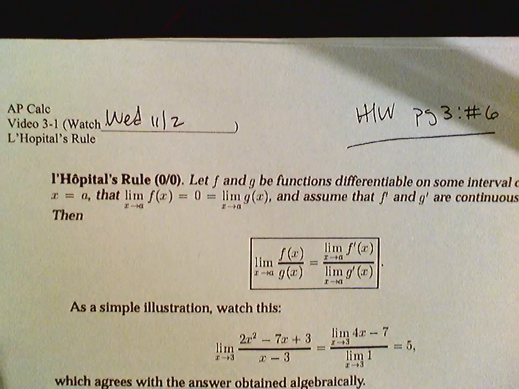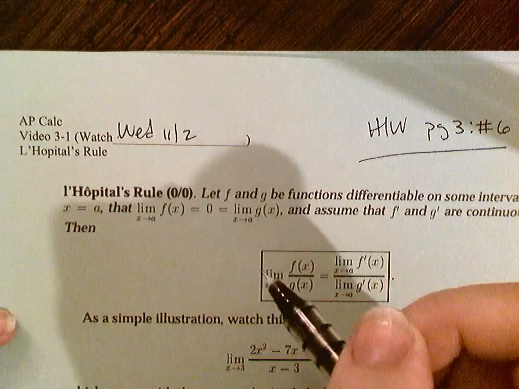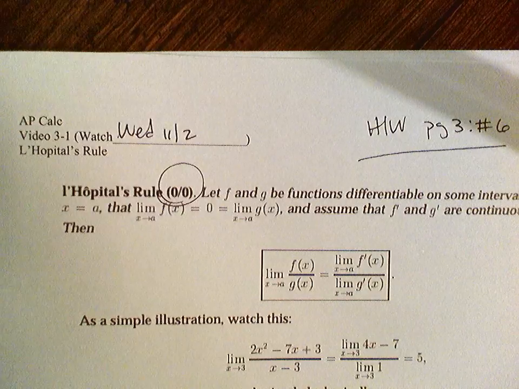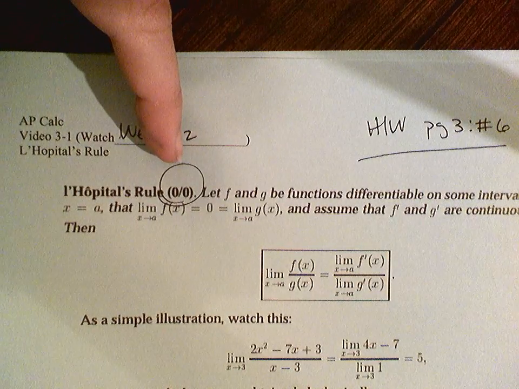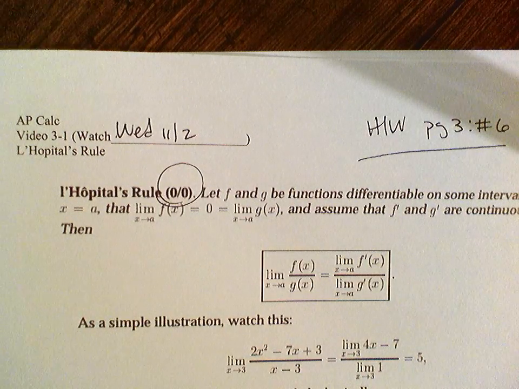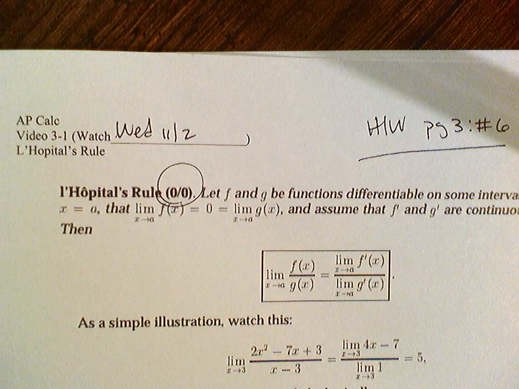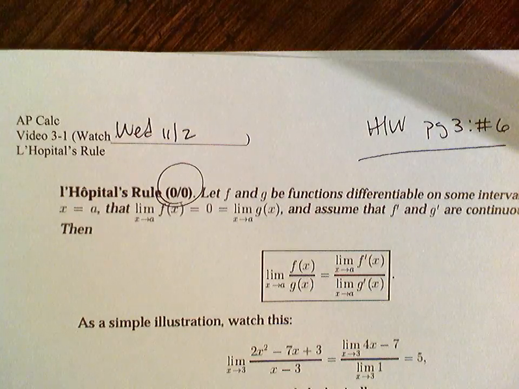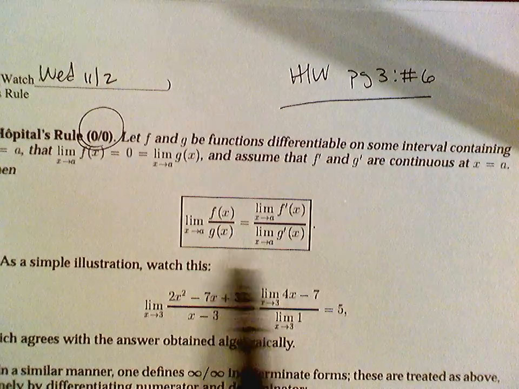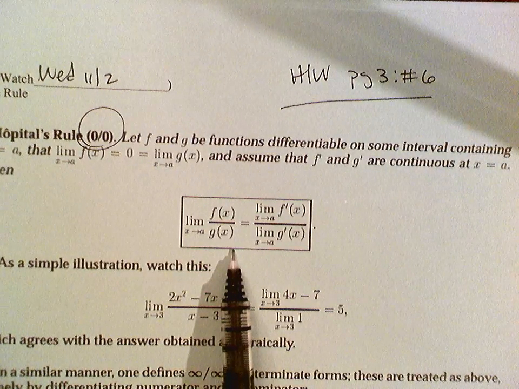Basically, if you're taking a limit, and you direct substitute and end up with 0 over 0, that is what's called an indeterminate form, okay? If you get 0 over 0, you can't determine anything from that. And if you end up with this type of indeterminate form, 0 over 0, what L'Hopital's rule says is that you can do this. Okay, so the limit as x approaches a of f of x over g of x.